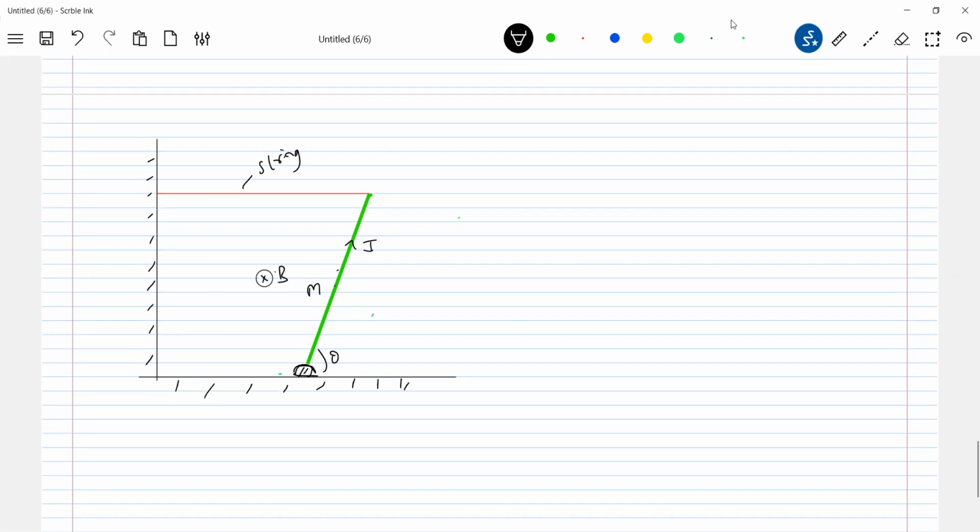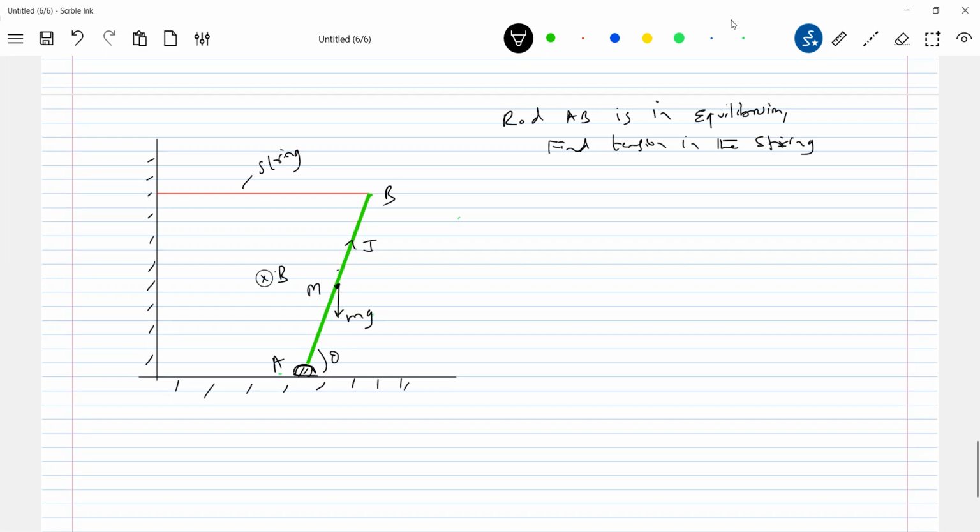The rod AB is in equilibrium. Find the tension in the string. So what are the forces that will be acting? Weight, mg.